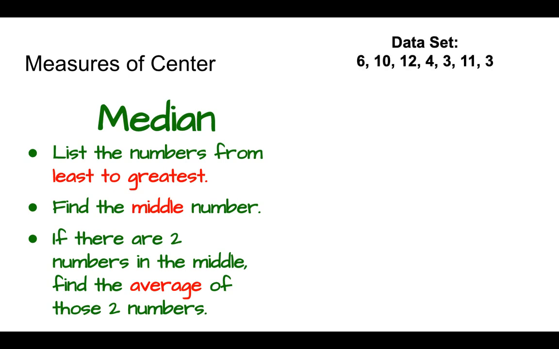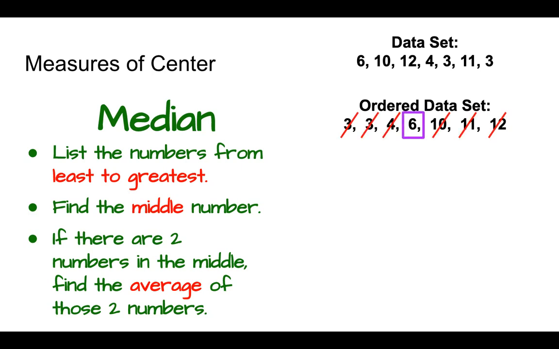If this is your data set, the same one that we did before with the mean, I've reordered it from least to greatest. So we have 3, 3, 4, 6, 10, 11, 12. If we start finding the middle number by crossing out the ones on the ends, we cross out 3 and 12, 3 and 11, 4 and 10, and we have a middle number of 6. That means our median is 6. That is the middle number.